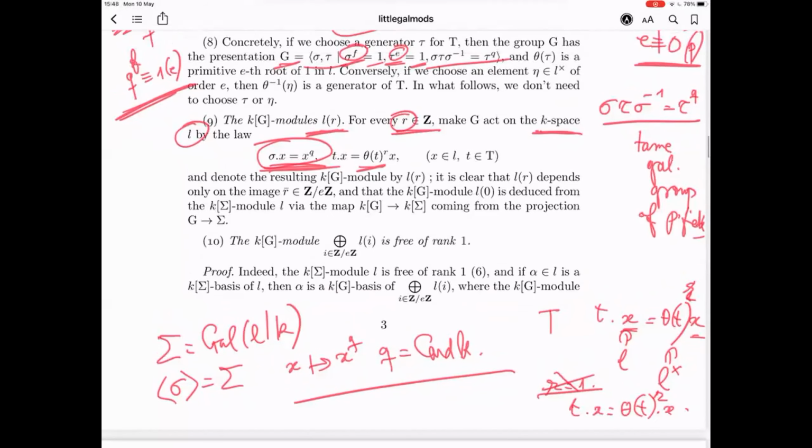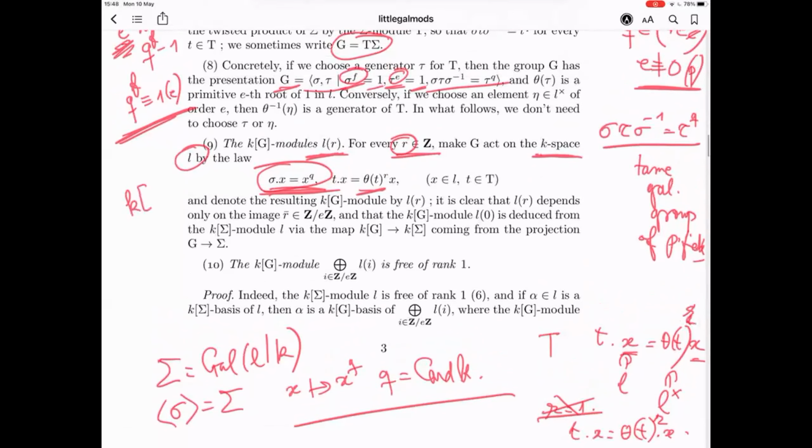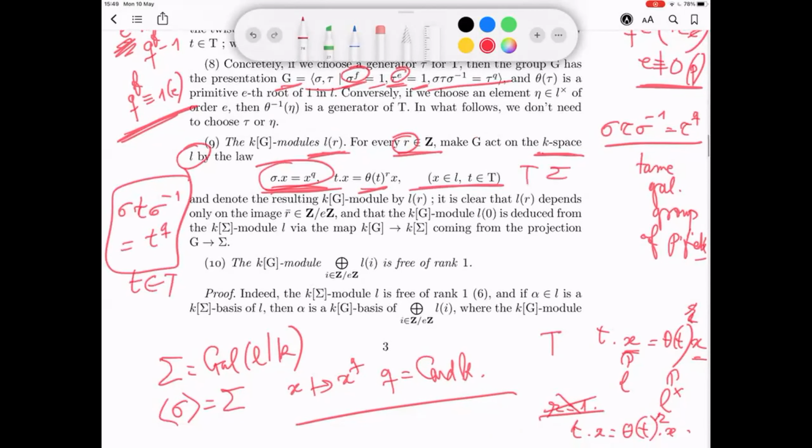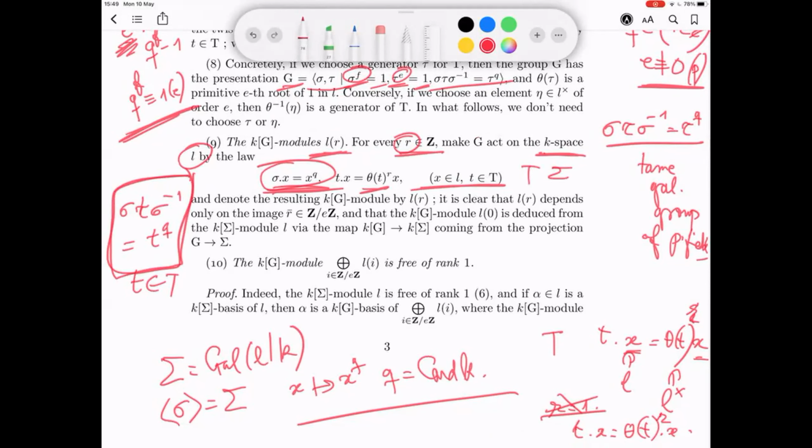So that is, I get a kg. Before I can call it a G module, I have to check that sigma t sigma inverse is equal to t to the q for every t in capital T. So in order to define an action of G, I have to check that these two actions of sigma and T are compatible with this conjugation relation, with the conjugation action of sigma on T.